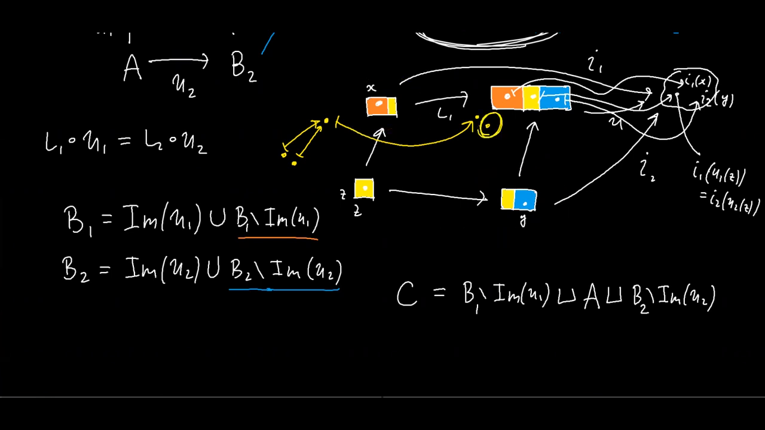And the problem it will cause is that when I try to prove uniqueness of U, I will have a certain degree of freedom where to send this one. And in fact, my degree of freedom will be more than one. I will be able to send this one anywhere because it's not bound by what iota 1 or iota 2 are doing. You see?